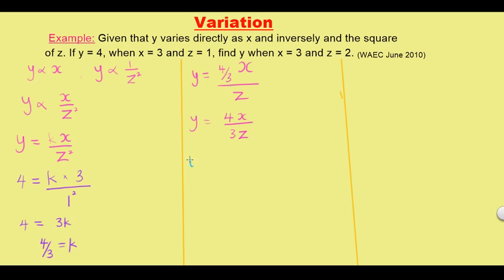So to do that, y will be equal to, so what will be the value? That will be 4 multiplied by x, which is 3, divided by 3 multiplied by z, which is 2. Then we have y equals 12 over 6, which means y equals 2. So this question is a WAEC question, May/June, year 2010. This is what the question is expecting us to do.